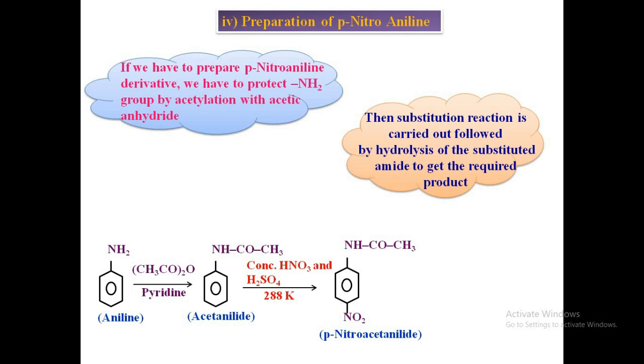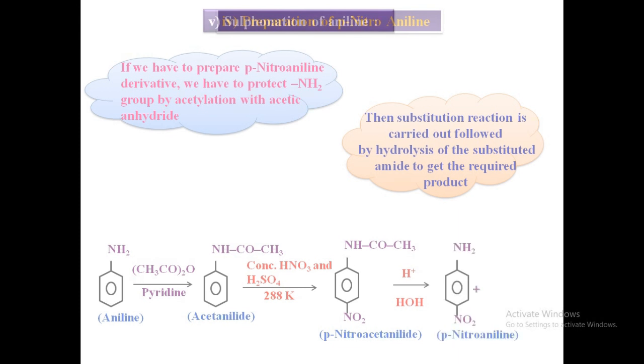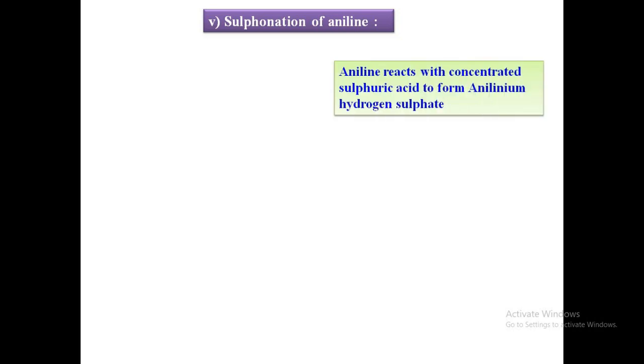Para-nitroacetanilide is further hydrolyzed to form para-nitroaniline with acetic acid. Now let us consider sulphonation of aniline. In this, students, aniline reacts with concentrated sulfuric acid to form anilinium hydrogen sulfate.